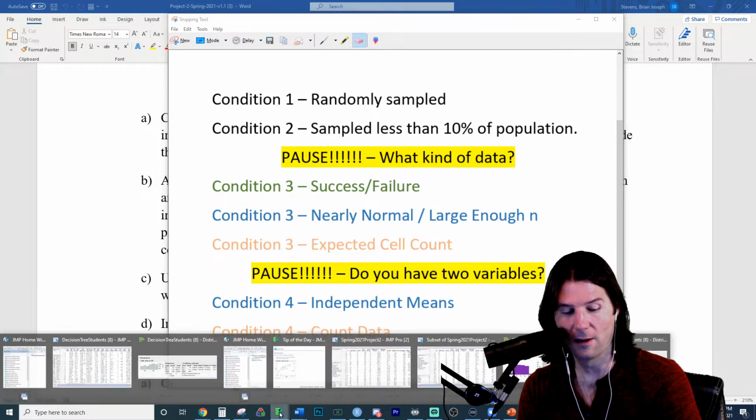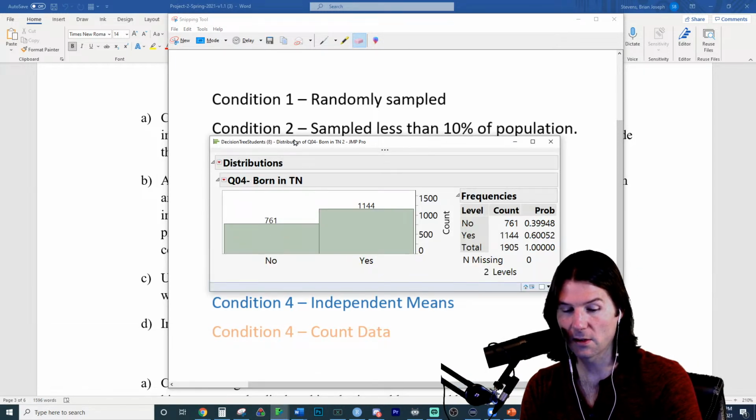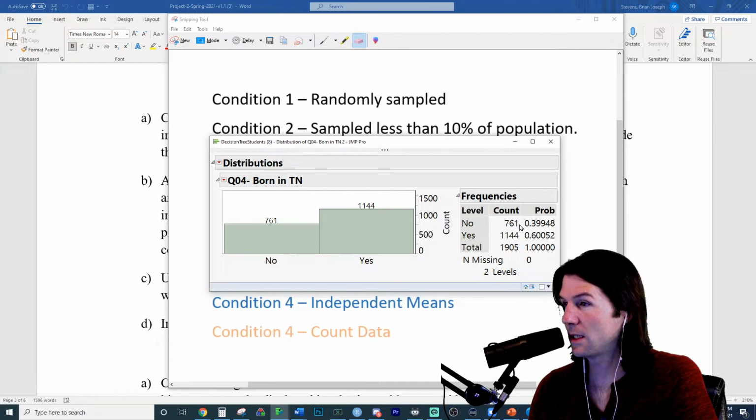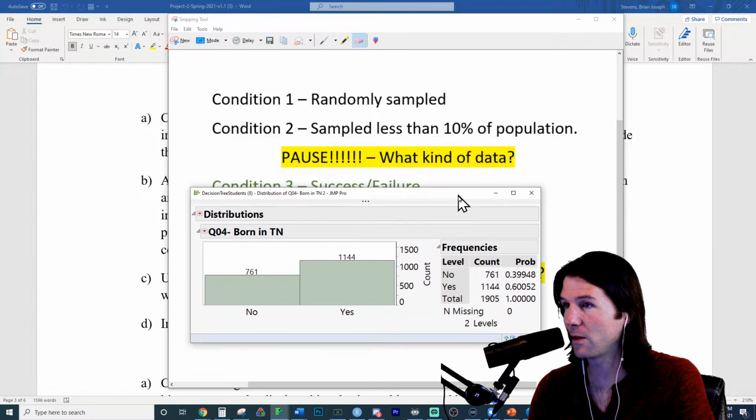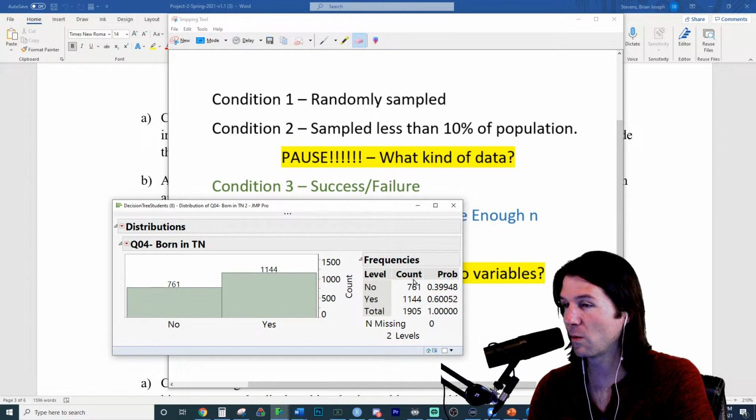So the way to look at that here is to look at this. At least 10 successes and at least 10 failures is met right here with what I'm doing. There's at least 10 here and at least 10. This number right here, 761 and 1,144 are at least 10 successes and at least 10 failures. So for the success failure condition, these are the numbers I would quote. Does that make sense to everybody? Like there's at least 10 successes on the no and the yes. And that's what it means for success failure.